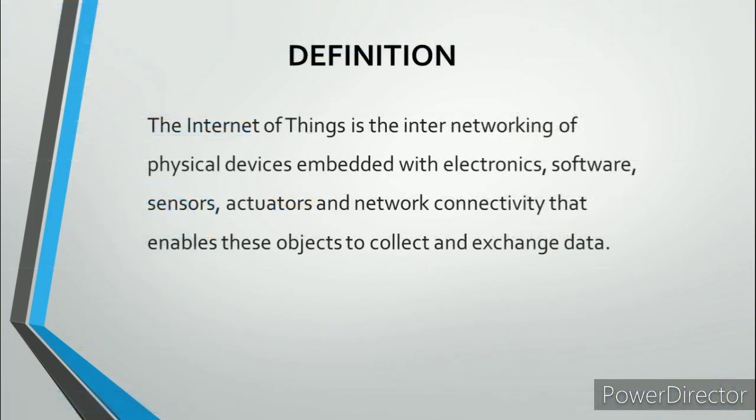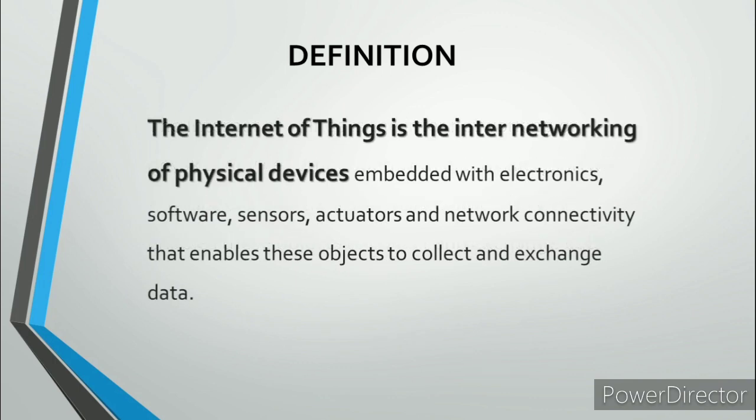Let's look into a more formal definition of IoT, which will give us a clearer idea of how it works. The Internet of Things is the internetworking of physical devices embedded with electronics, software, sensors, actuators, and network connectivity that enables these objects to collect and exchange data. Let us understand what this definition tells us. Internet of Things is the internetworking of physical devices. As I said before, it connects physical devices.